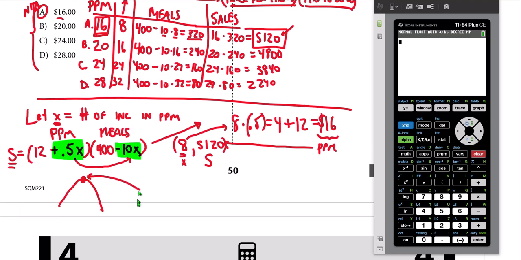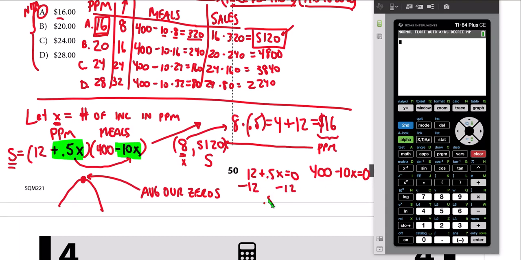And in order to find that maximum, remember that what we can do is average our zeros. We can find the average of the zeros. How do we find the zeros of this quadratic? We just set those two factors equal to 0 and solve for x. So I've got 400 minus 10x equals 0 and 12 plus 0.5x equals 0. Subtract the 12, I get 0.5x equals negative 12. Divide by 0.5, I get x equals negative 24.